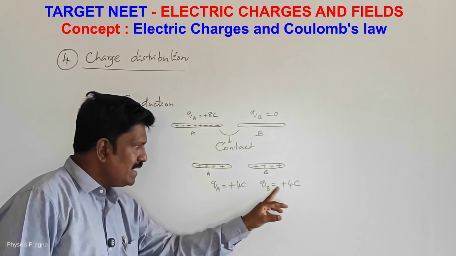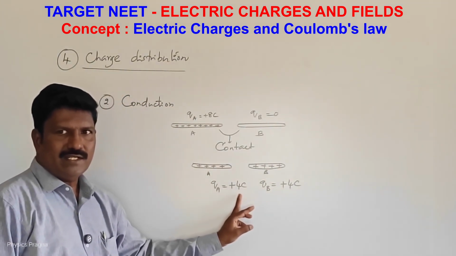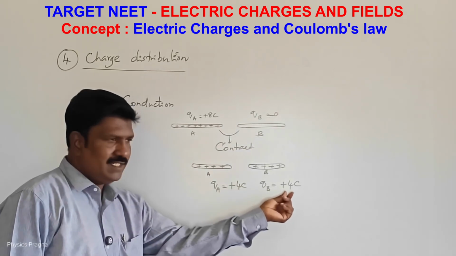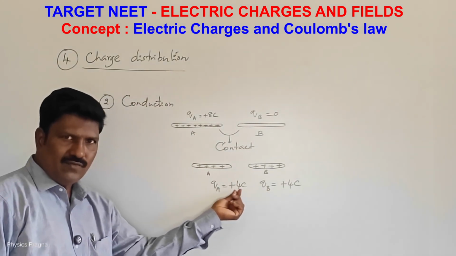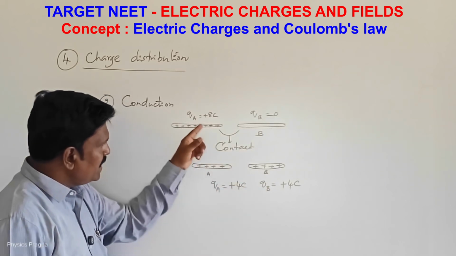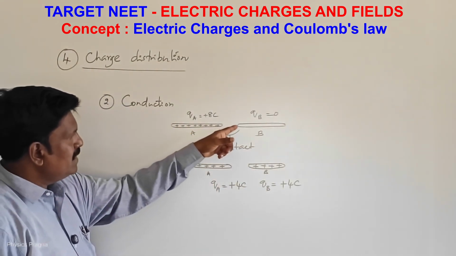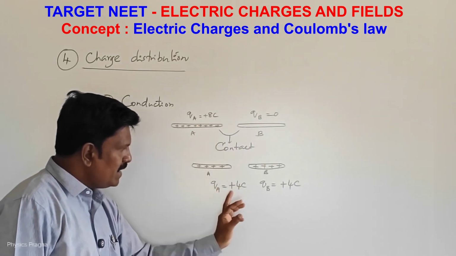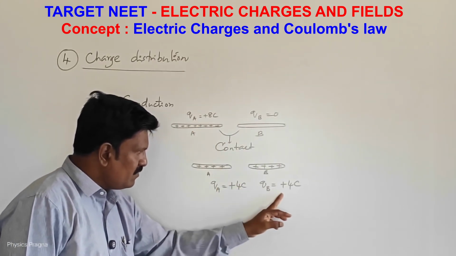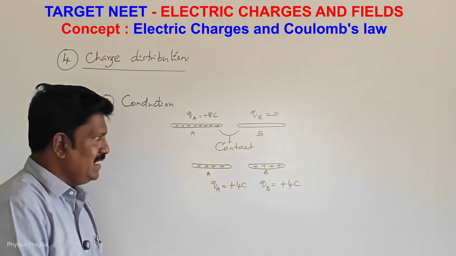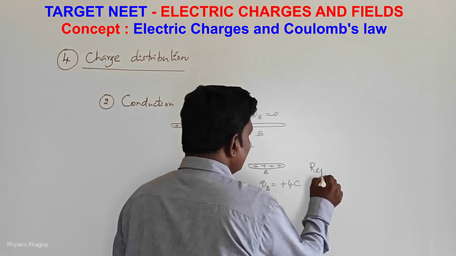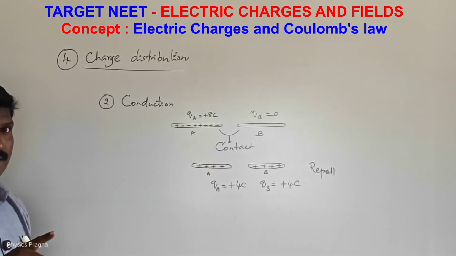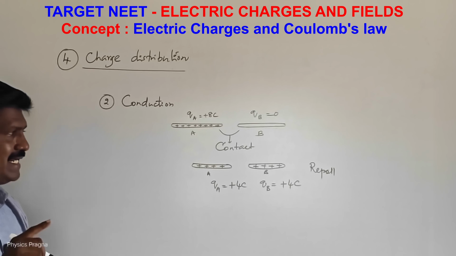So after conduction, both bodies acquired the same type of charge. This is also positive, this is also positive, and the same quantity of charge. This is 4 coulomb, this is also 4 coulomb. Before conduction, these two bodies are not attracting. After conduction, both bodies have the same type of charges, so they repel each other. In frictional electricity, they will attract each other.